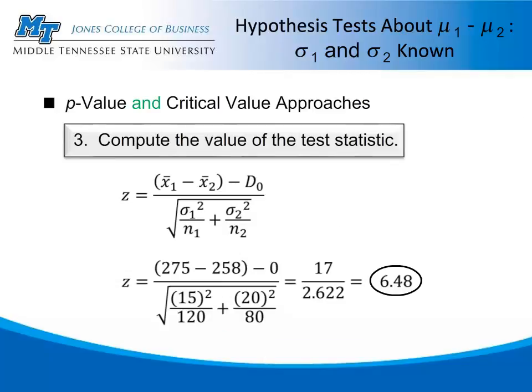Now we figured out the null and the alternate. We know we're doing an upper tail test. The level of significance is 0.01. The third thing is to calculate that test statistic.